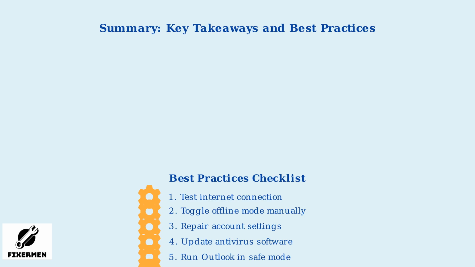Clear cache and OST files periodically. And keep your software updated regularly. Following this checklist will help you quickly resolve most Outlook offline issues and prevent them from recurring.